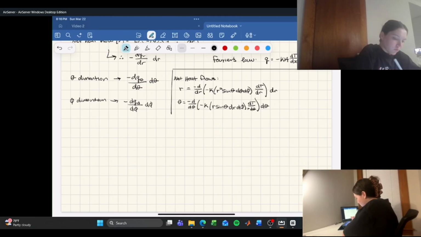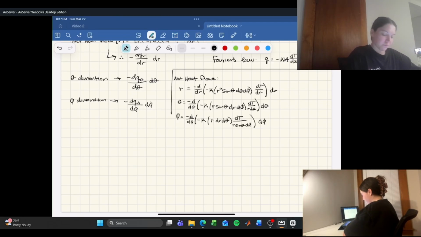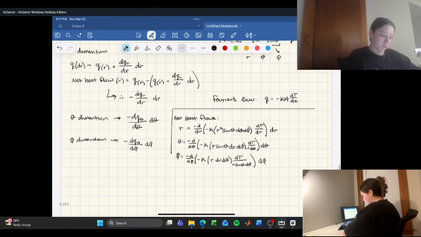So now let's do phi. This is going to again factor out this negative d over d phi. We're going to multiply it by the negative thermal conductivity times r dr d theta, and then it's going to be the change in temperature over r sine theta d phi, and then it's all multiplied by d phi.